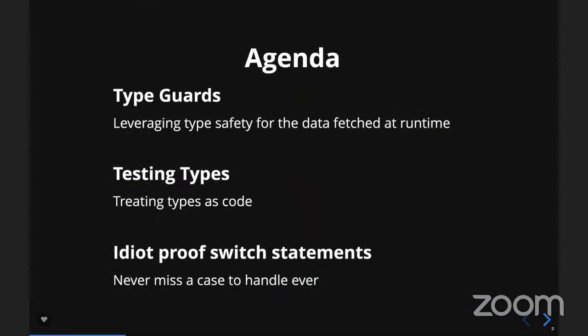We'll quickly dive into the agenda. We'll talk about three things today. First is type guards. Type guards is a feature of TypeScript that lets you leverage type checking at runtime. TypeScript is just compile time, but type guards let you leverage some of its features at runtime. Then we'll talk about writing test cases for your types. This is something not a lot of people are doing right now, but we'll talk about why we should do it and how we can do it very easily without wasting a lot of time. And lastly, we'll talk about idiot-proof switch statements. These are switch statements that give you an error in TypeScript if you forgot to handle a particular case. Instead of breaking at runtime, it gives you an error at compile time.